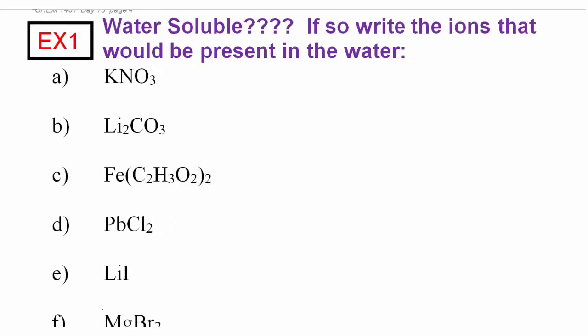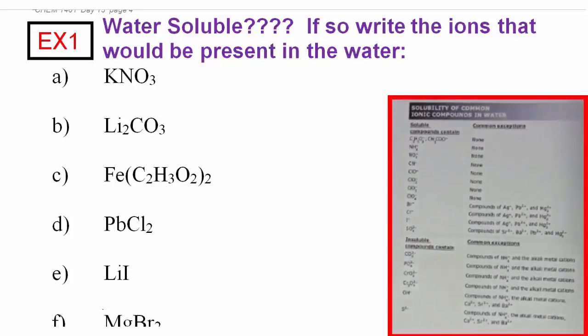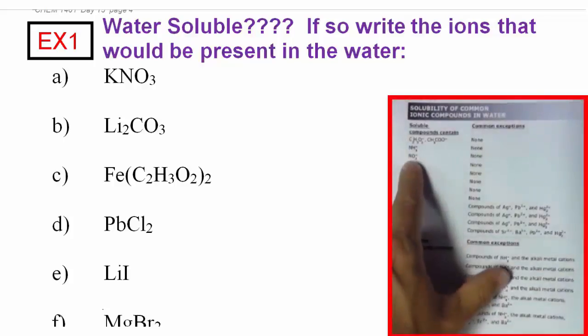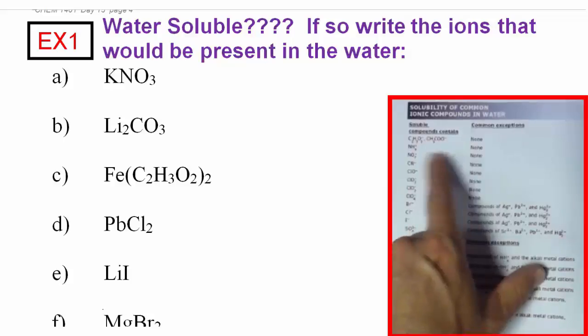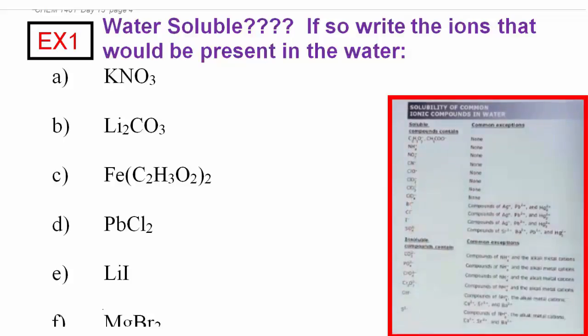Is it water soluble? If so, write the ions that would be present in the water. Okay. Potassium nitrate. Nitrate, no exceptions, they're all soluble. So that's going to be AQ. Break it up into its ions then. Potassium and nitrate. So do that for all these and see if your answers will agree with mine.